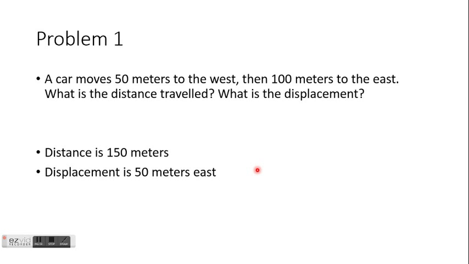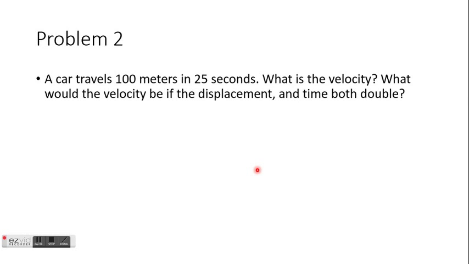Okay, problem number 2. A car travels 100 meters in 25 seconds. What is the velocity? What would the velocity be if the displacement and time both double? So you just do displacement over time, so 100 over 25, and that gives you 4 meters per second. And if the displacement and time both double, you do 200 over 50, which is still just 4 meters per second. And that makes sense when you think about it. Physically, it makes sense.